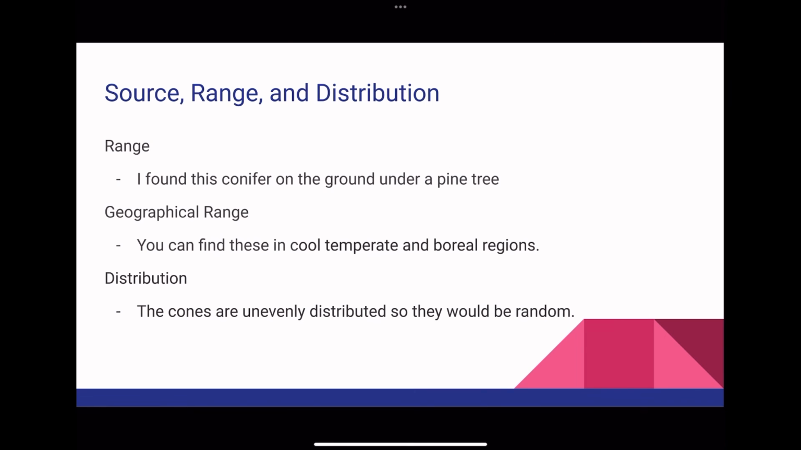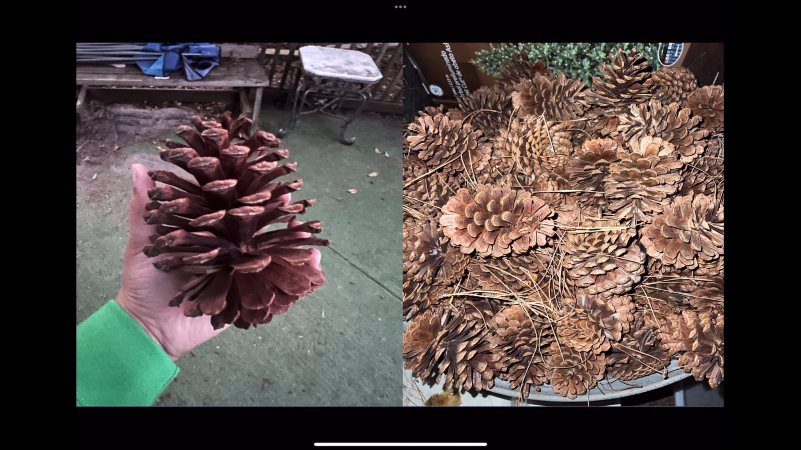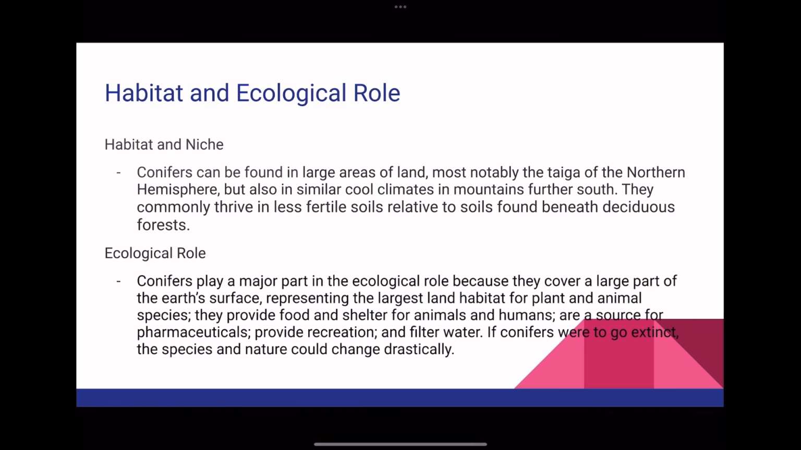Source, range, and distribution. The source, I found this conifer cone on the ground under a pine tree. Geographical range, you can find these in cool, temperate, and boreal regions. Distribution, the cones are unevenly distributed, so they will be random. On this slide, this is a picture of me holding the cone and a bunch of other cones with it.